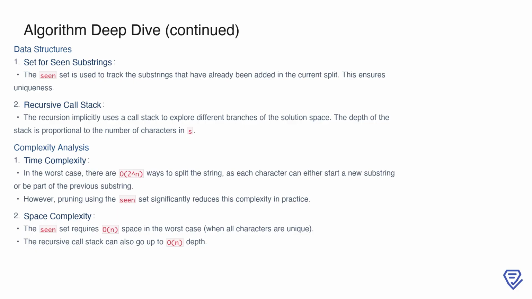In terms of complexity, the time complexity in the worst case is 2^n, since every character can either start a new substring or be part of the previous one, leading to an exponential number of splits. However, the pruning mechanism significantly reduces this complexity in practice. Space complexity is determined by the seen set, which requires n space in the worst case when all characters are unique, and the recursive call stack, which also goes up to a depth of n.